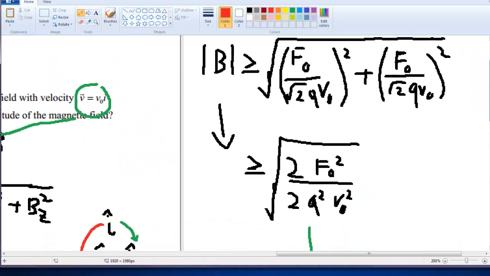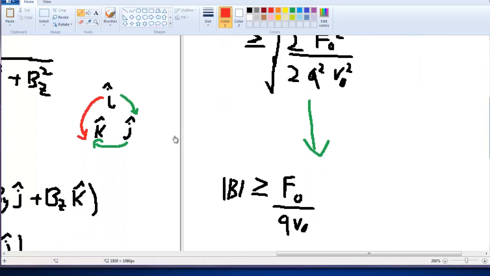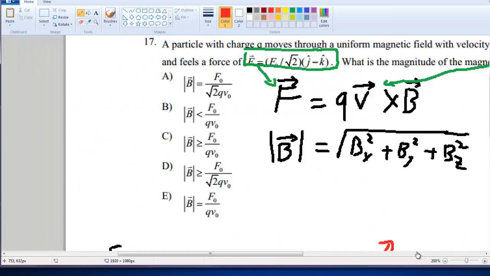And doing some algebra, we eventually get down to here, and finally to the answer we want, which is B is greater than or equal to F naught over q v naught, which is answer C.